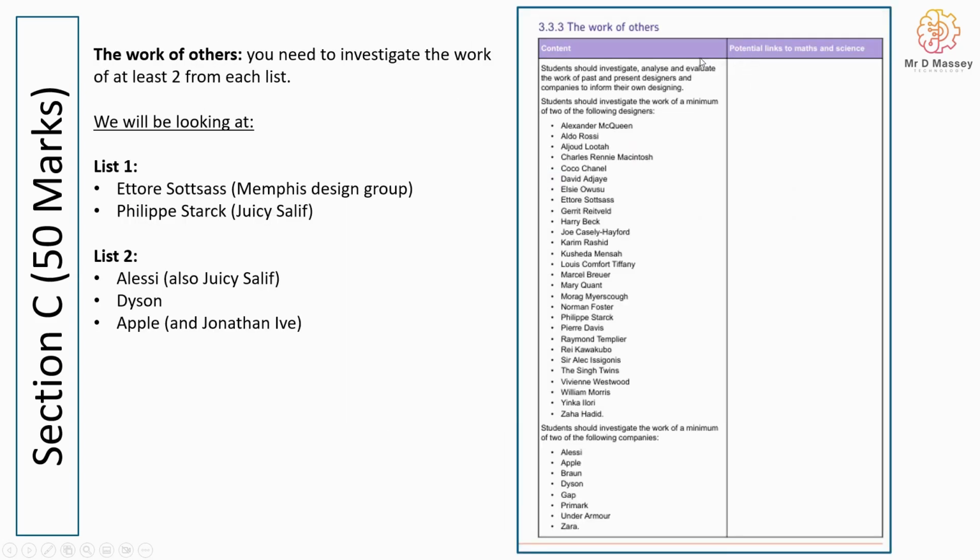Work of others often comes up. It didn't in 2024, but it's a popular topic. So if you look at the course specification, they give you a really long list of potential people that you could look at, and it's too big a list really, but the bit that you need to pay attention to are these sentences here.